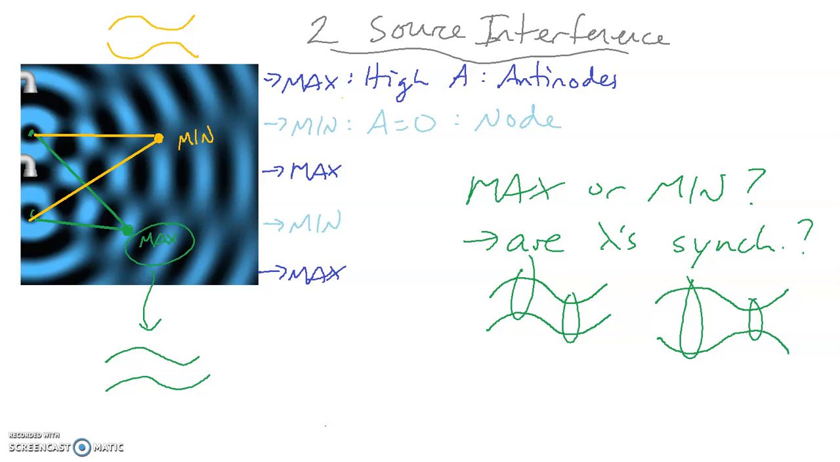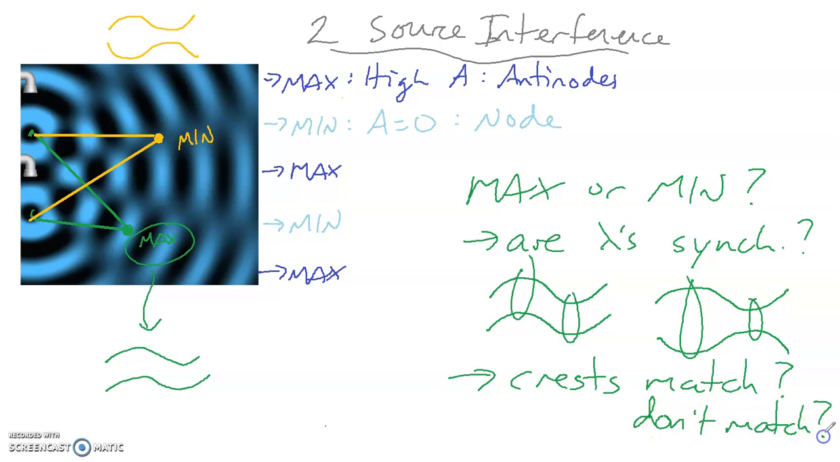What you want to know: do the crests match up? Are the crests matching? Because that would give you a maximum. Or do they not match? That's what we're looking at. Are you in crest on crest, or are you in crest on trough from those two sources? Because that's what's going to dictate whether or not you're going to have a high wave or a low wave.